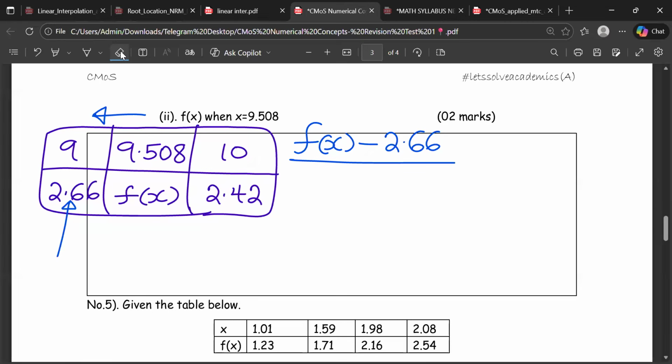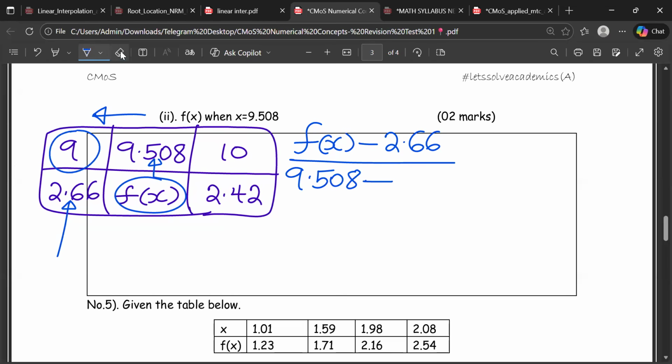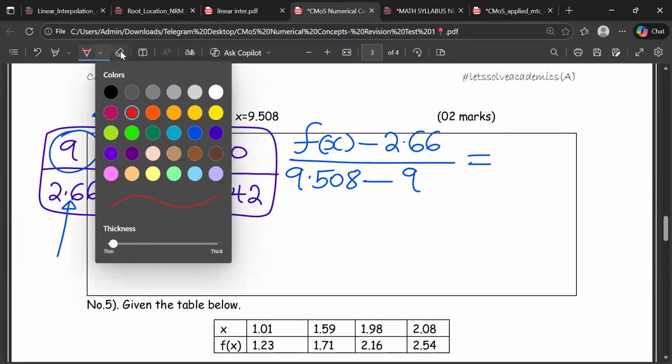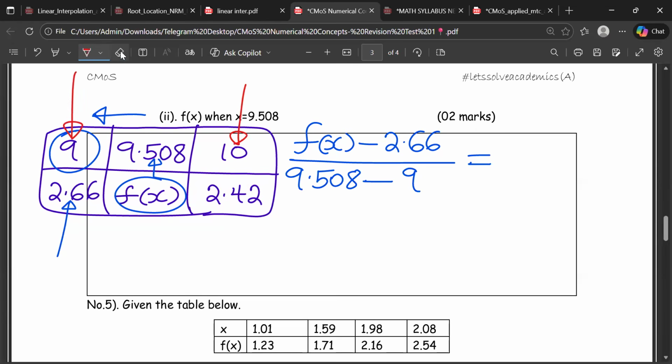So after that, I'll get the exact x values that are above. The x value above f of x is here, 9.508, minus the x value above 2.66, which is here, 9. Then I'll go this side where I'm supposed to have only known values. By known values, I'm supposed to focus on this column and this column. You get it? So I'll come and write, following that direction.